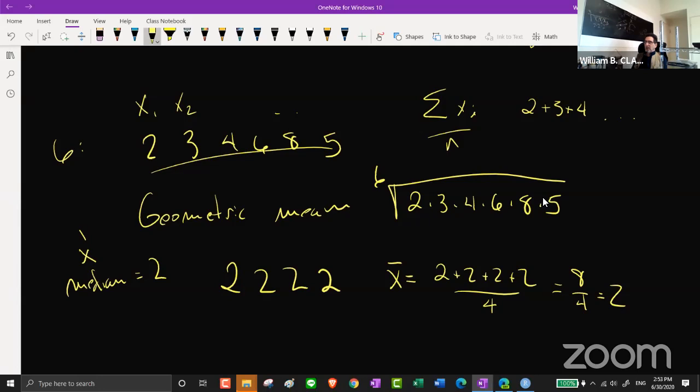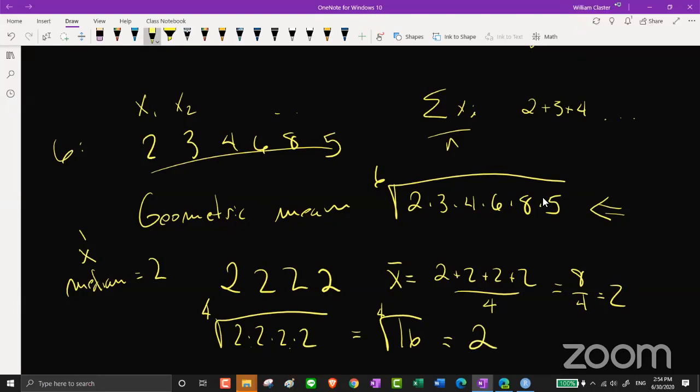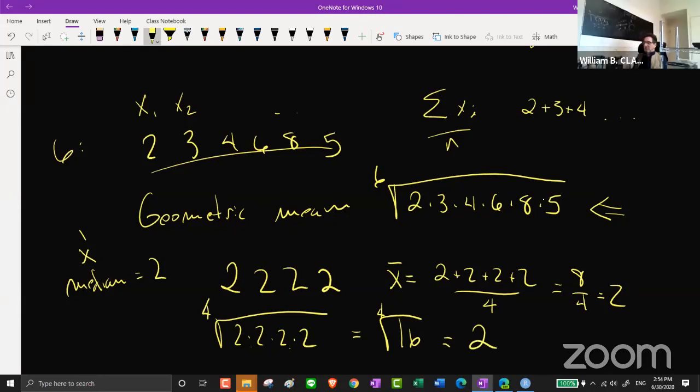Okay, but how about this calculation? If we want to do the geometric mean, what we do is we take all the elements and multiply them, and then take the nth root, or in this case, the 4th root. In this case, it would be the 6th root. So let's do that. 2 times 2 times 2 times 2, and then we take the 4th root, because there are 4 elements here. So then what do we get? 4 times 4 is 16, and we take the 4th root. So what is that? It's also 2, right? Okay. But that's a simple, easy calculation, because I used all the same numbers.